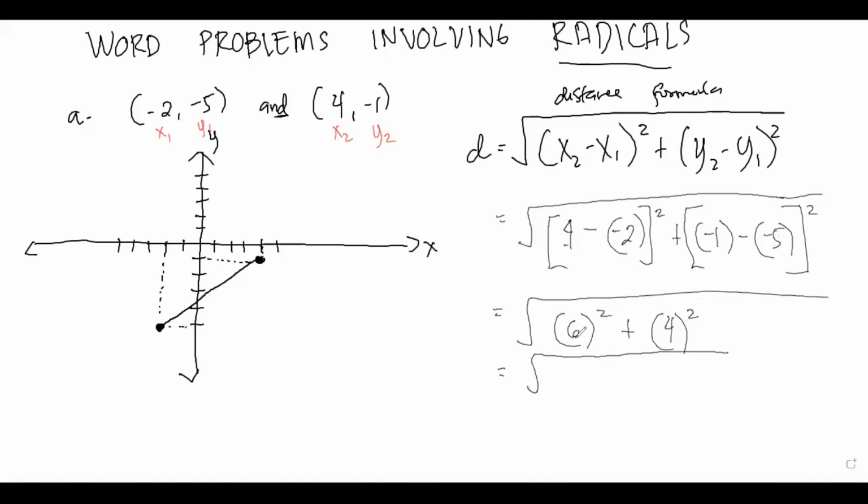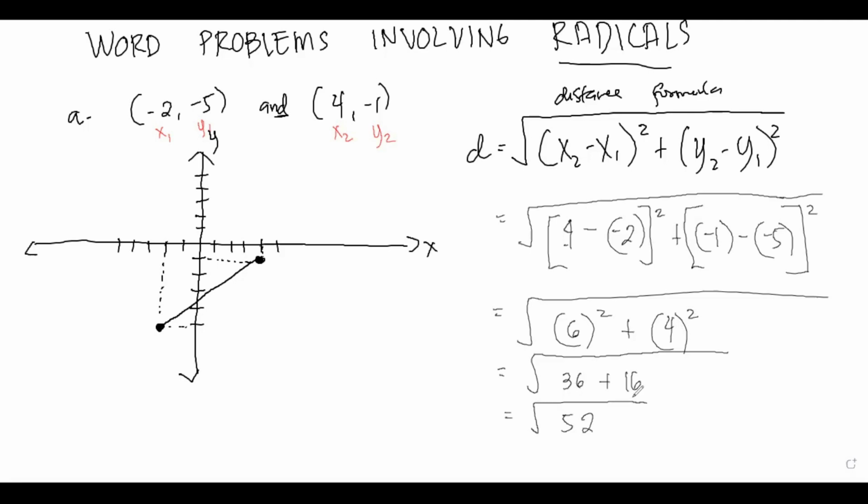Next, 6 raised to 2, it means that you have to multiply 6 by itself. 6 times 6 is 36. Plus, 4 raised to 2 is 4 times 4, so it's 16. Simplify again. 36 plus 16 is 52. Is this now the final answer? Can we still simplify this?